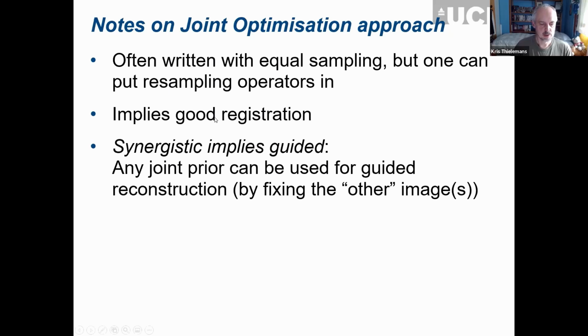And just a final note is that really, once you have a synergistic prior like this, a multimodality prior, you can obviously boil it down to a guided prior as well. Before, at the very beginning, we said, as soon as you have a guided prior, you can build a synergistic one by alternating. Now the other way around, as soon as you have a synergistic prior, you can build a guided reconstruction as well, just by freezing the other image or images. And that can be quite useful.